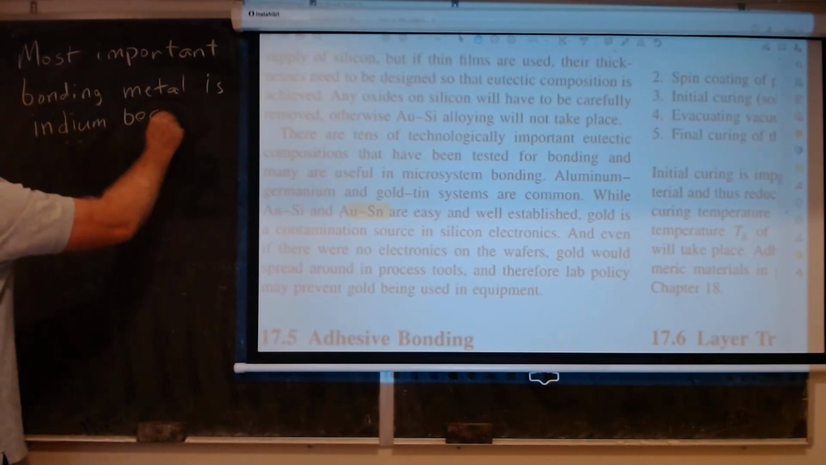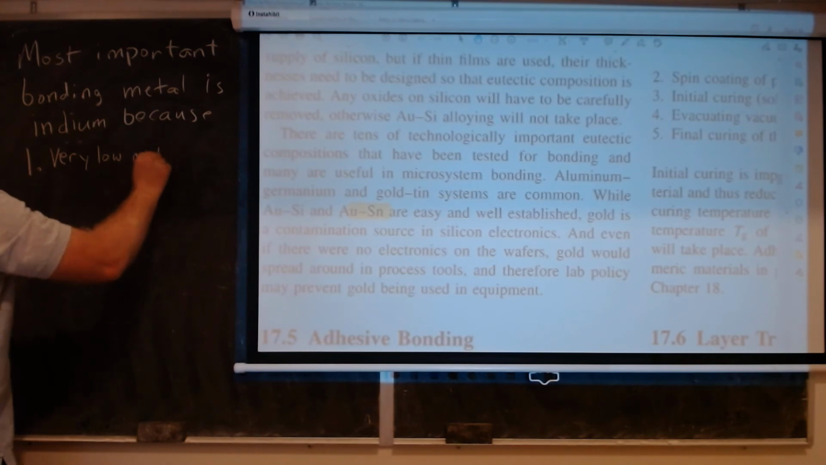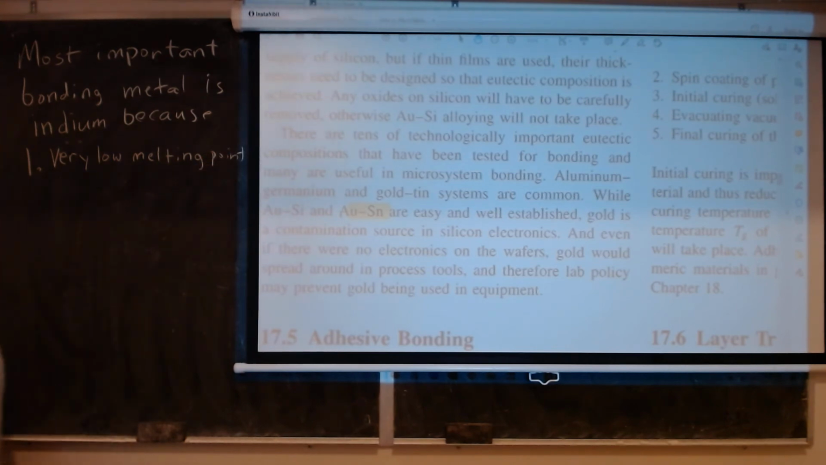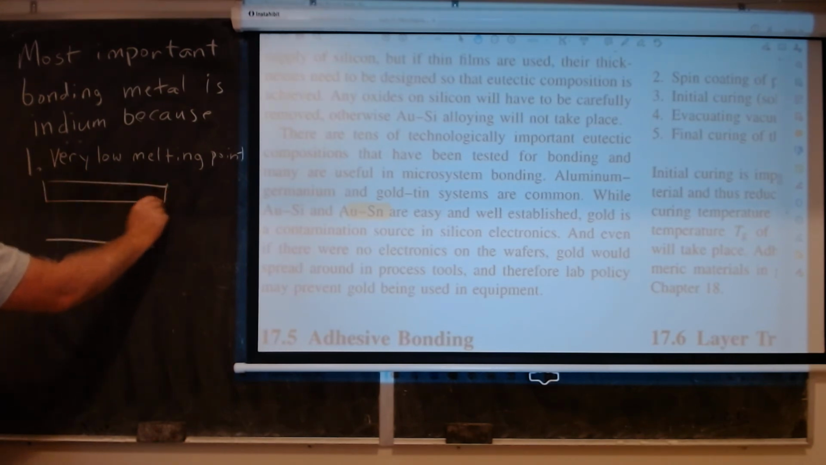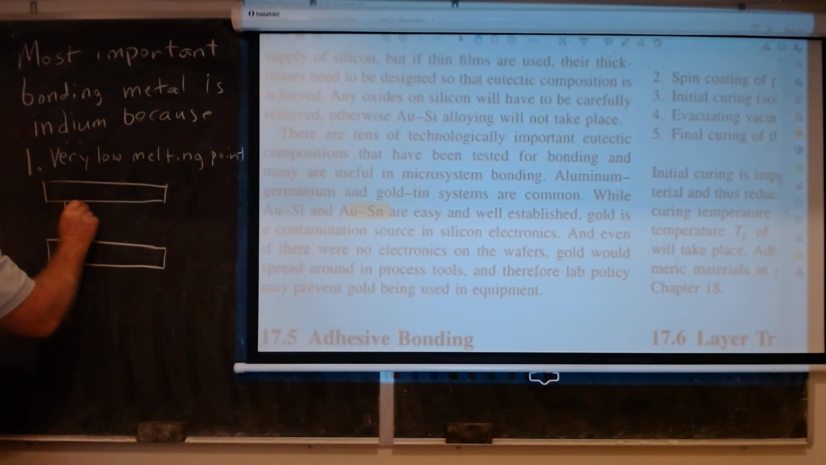One, it has a very low melting point. Now, that's kind of important, but not for the reason you think. We're going to discuss flip chip bonding next week. In flip chip bonding, you're taking two chips, and you're not just using an entire layer of metal here. You're using what are called flip chip bumps.